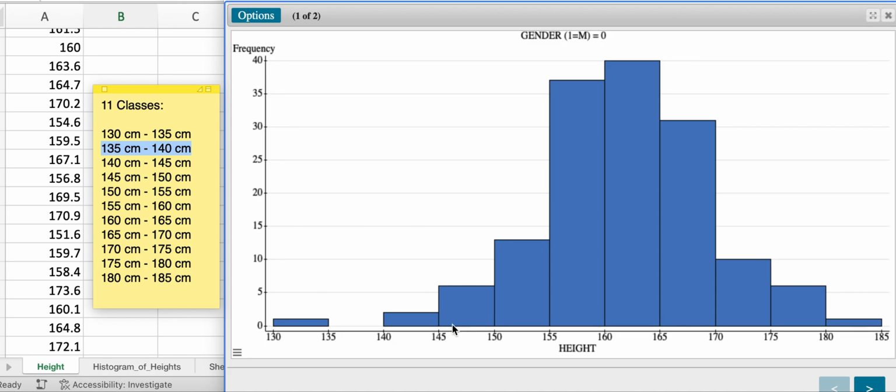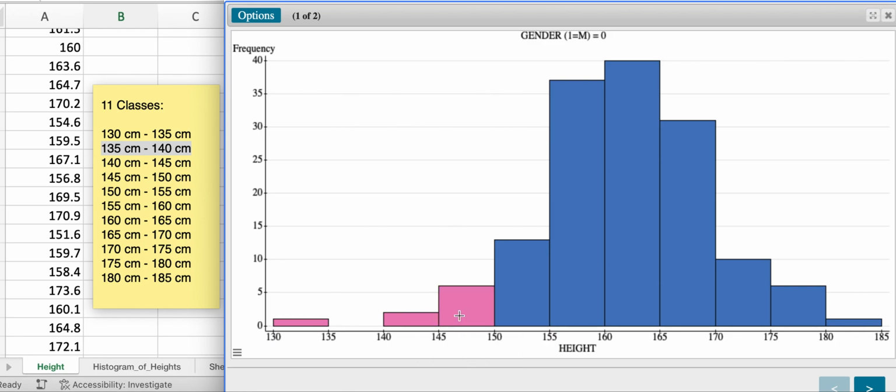We have classes that all have the same width, and then we count the frequency, or how many times we see a certain value appear in the data set. Here we can see, as I click on each of the blue frequency bars that make up the histogram, that there is one data value, so one adult female who is between 130 and 135 centimeters. There are 0 pieces of data between 135 and 140. We have 2 pieces of data, or 2 adult females, who are between 140 and 145 centimeters, and we can keep going.